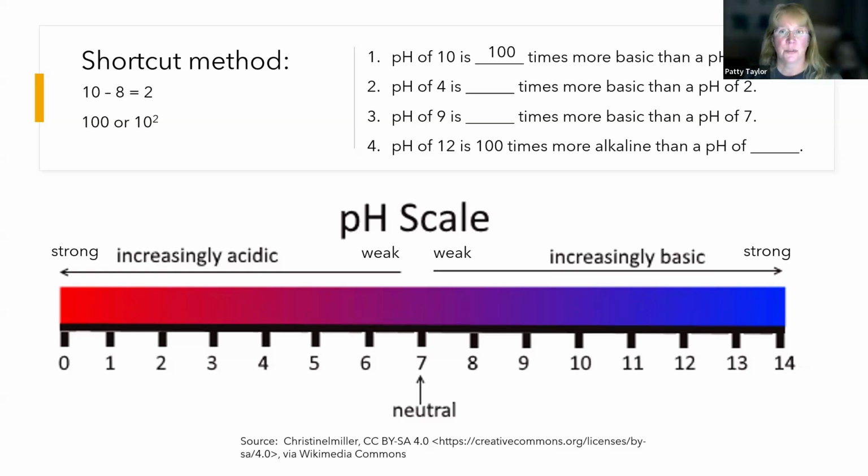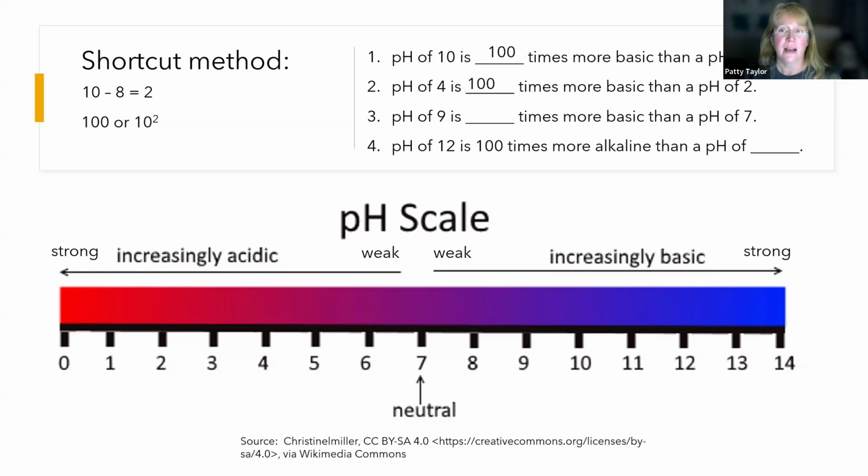Okay, so let's take number 2. Number 2 says a pH of 4 is how many times more basic than a pH of 2. So keep in mind, we're dealing with acids, but 4 is heading more toward the alkaline end of your pH scale than 2. So we could say that 4 is 100 times more basic than a pH of 2.